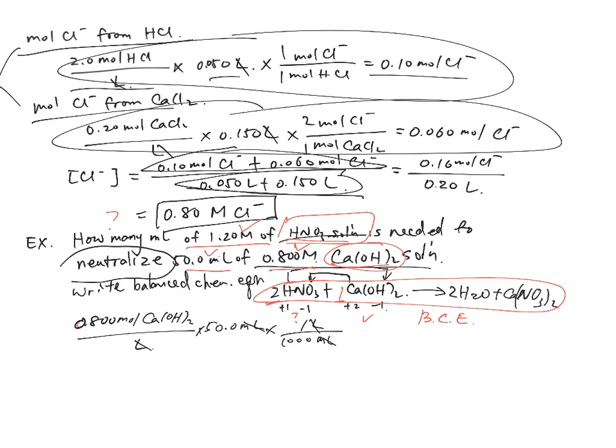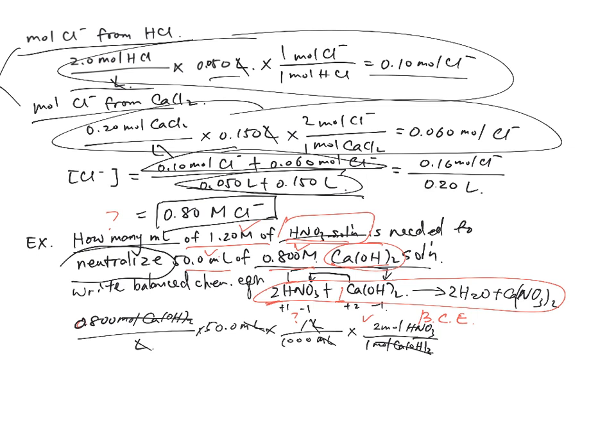Do I really care about calcium hydroxide? I don't. What I want is nitric acid. So let's try to lead this calculation to nitric acid and see where we are. Each 1 mole of Ca(OH)2 is going to react with 2 moles of HNO3. So the mole cancels, and now you get moles of HNO3. Did you want moles of HNO3? No, you want volume.